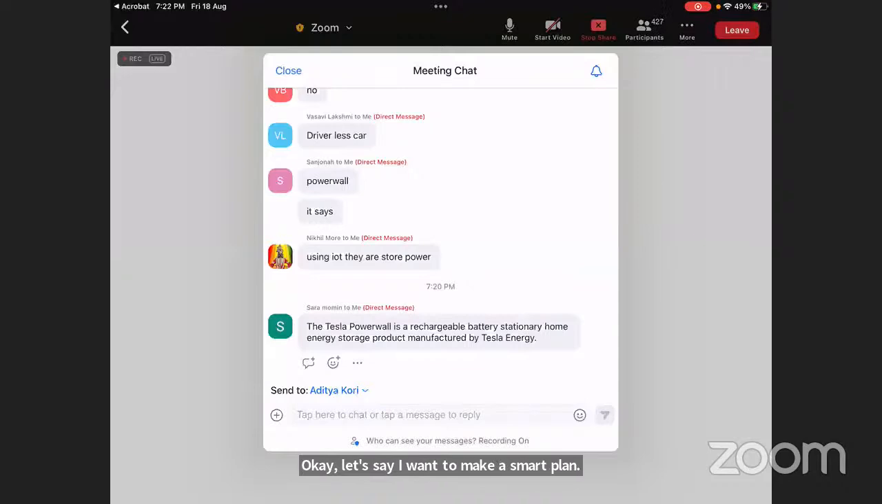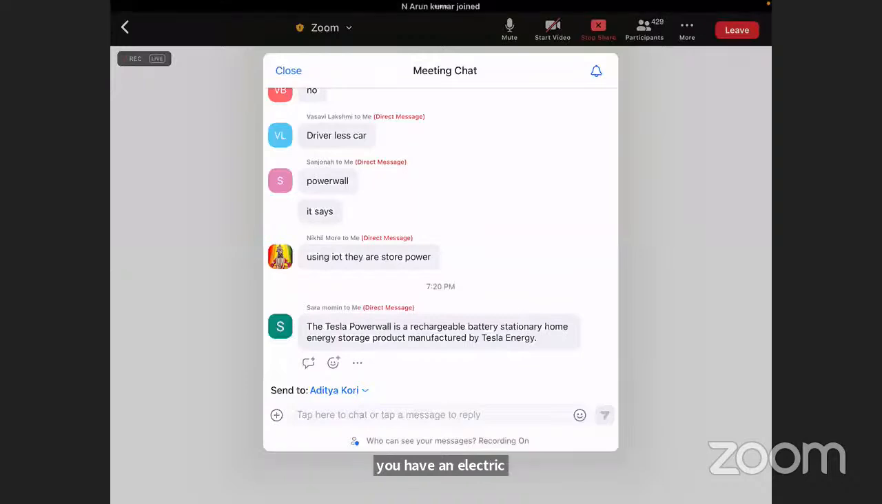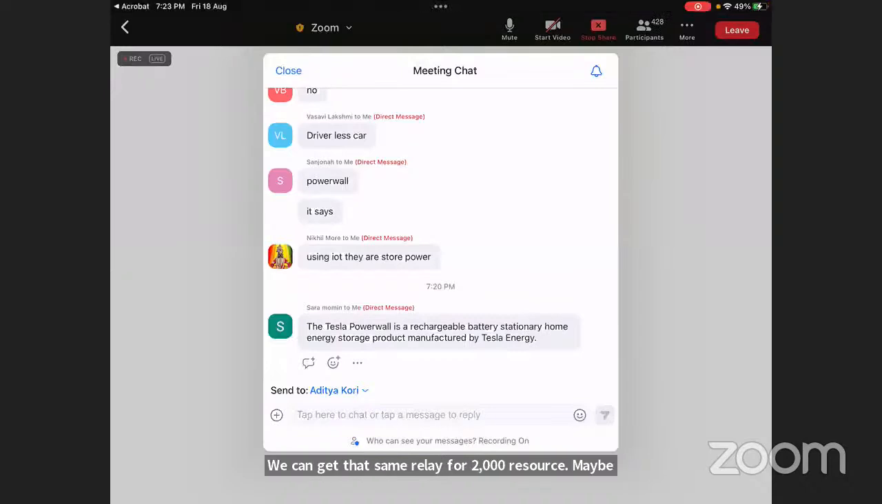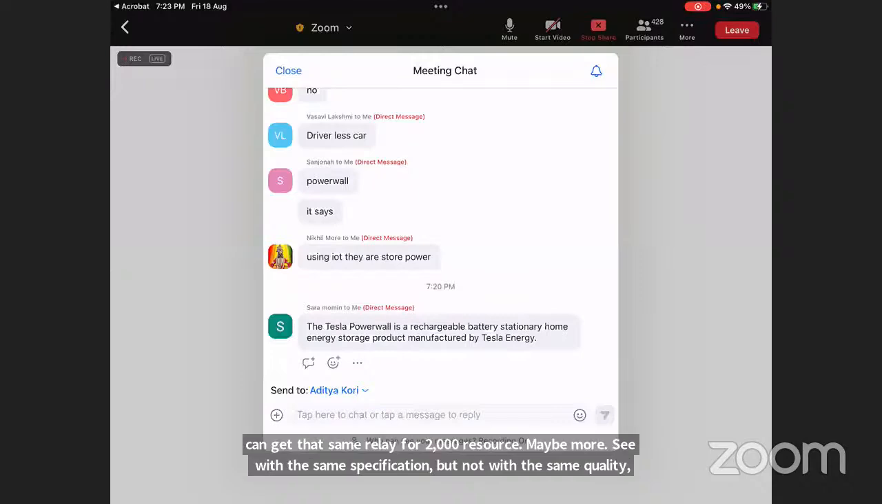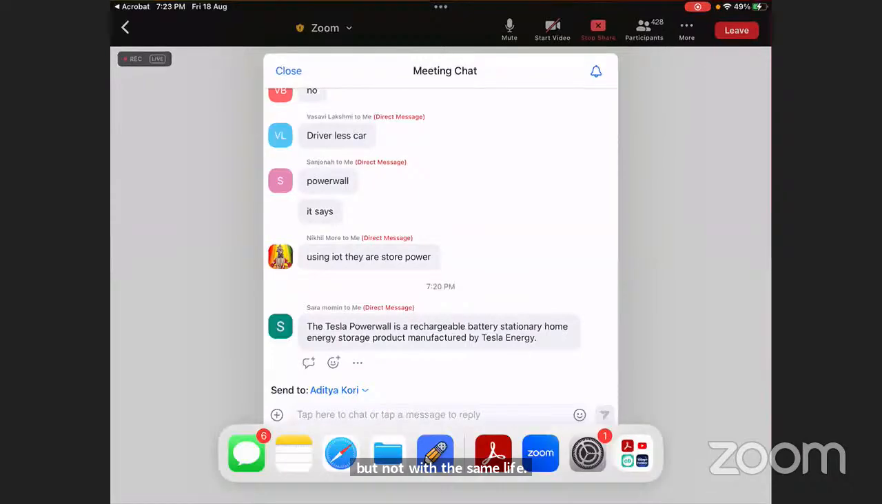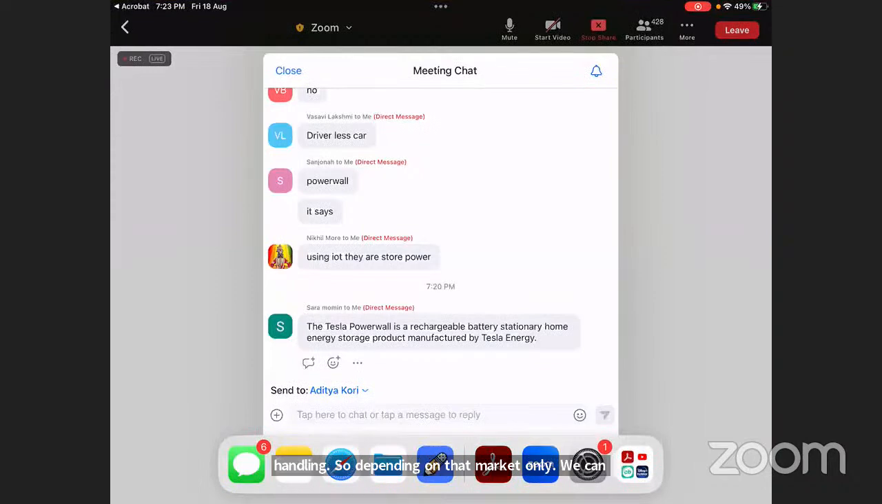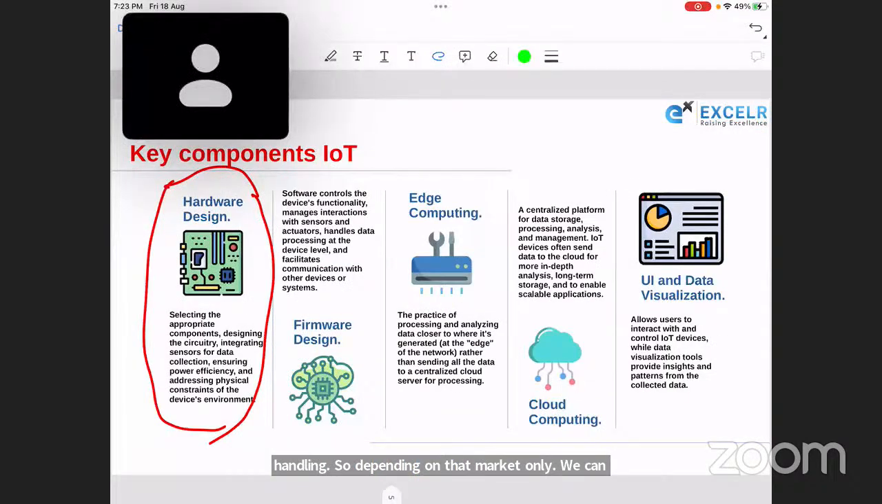Now, there are a lot of components which have a huge cost difference. For example, if we have an electric relay in the system, we can get that relay for 20 rupees. We can get that same relay for 2000 rupees also, maybe more. Same specification, but not the same quality, not the same life. So we have to understand what kind of market we are handling. Depending on that market, we can select the appropriate component. So selecting the appropriate component is to understand the environment in which you will be putting up the circuit.